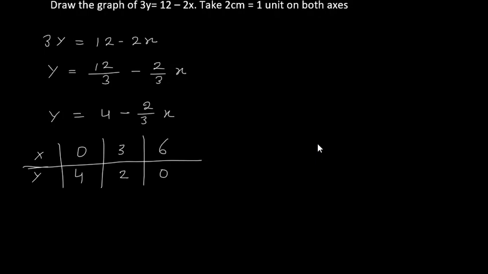So on graph paper, the value of x is increasing from 0 to 6. So I will draw the graph something like this. So along x-axis we have 1, 2, 3, 4, 5 and 6. Along y-axis we have some scale they have mentioned: 2 centimeter is equals to 1 unit. Okay, 2 centimeter is equals to 1 unit.